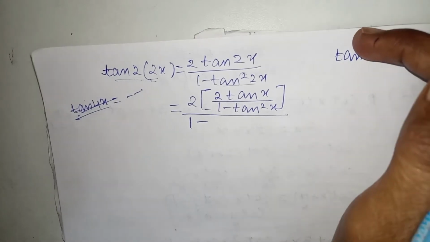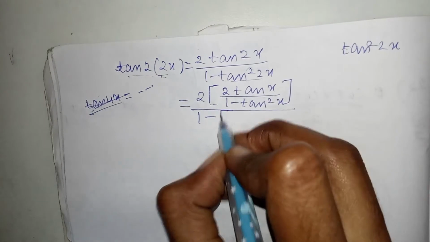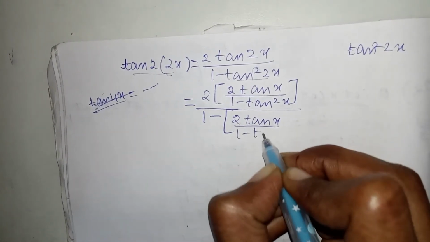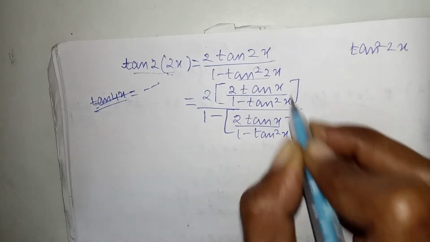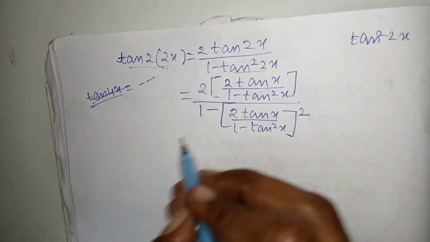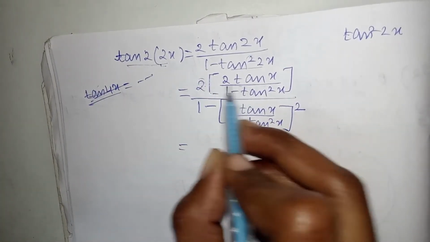So don't think square is there, think tan 2x is there. So tan 2x formula is what? 2 tan x by 1 minus tan square x. So square is there, right? So keep it square. Okay. So let's start solving. First 2 2s are, we have to multiply this both whole by numerator.